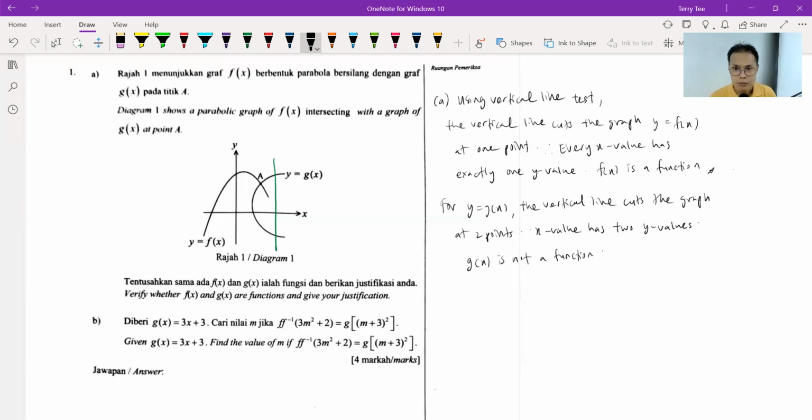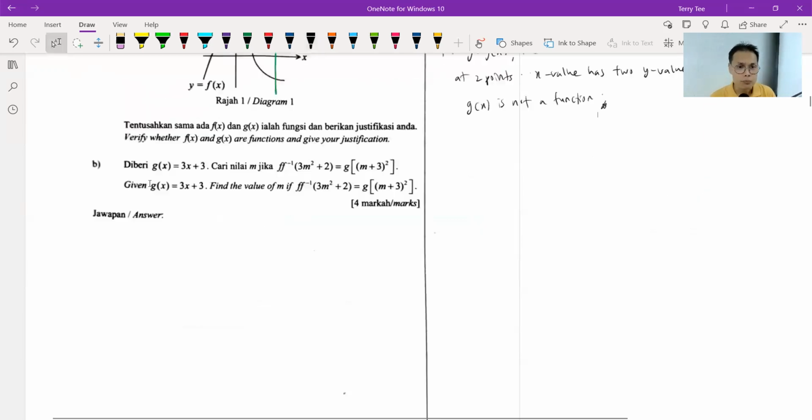I know my explanation is a bit long here. We can actually cut it short by saying, for example, the first one is a many-to-one relation, so it is a function. The second one is a one-to-many relation, so it's not a function. Okay, let's move on to B.